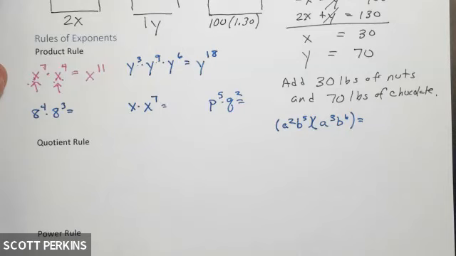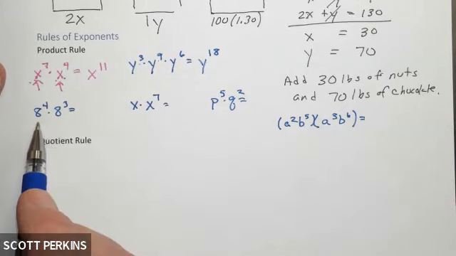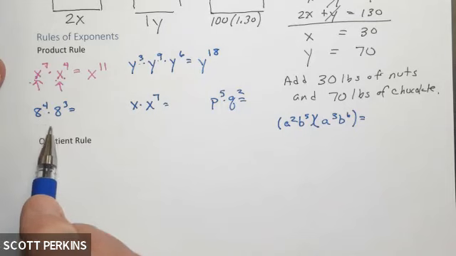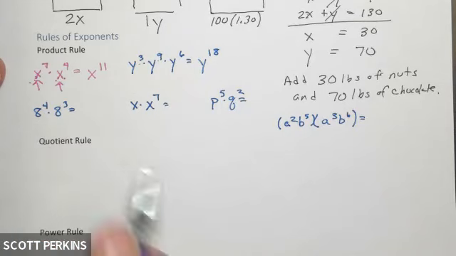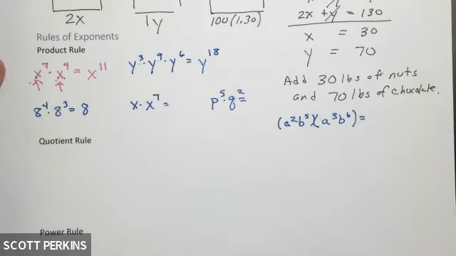So far, so good? All right, the next one, the purpose of the next one is I just want to make sure we're comfortable when the base is a number. So I've got 8 to the 4th times 8 to the 3rd. Again, the bases are the same, so I can apply the product rule. What's the base of my answer going to be? 8. Yes, the base does not change when you apply the product rule.